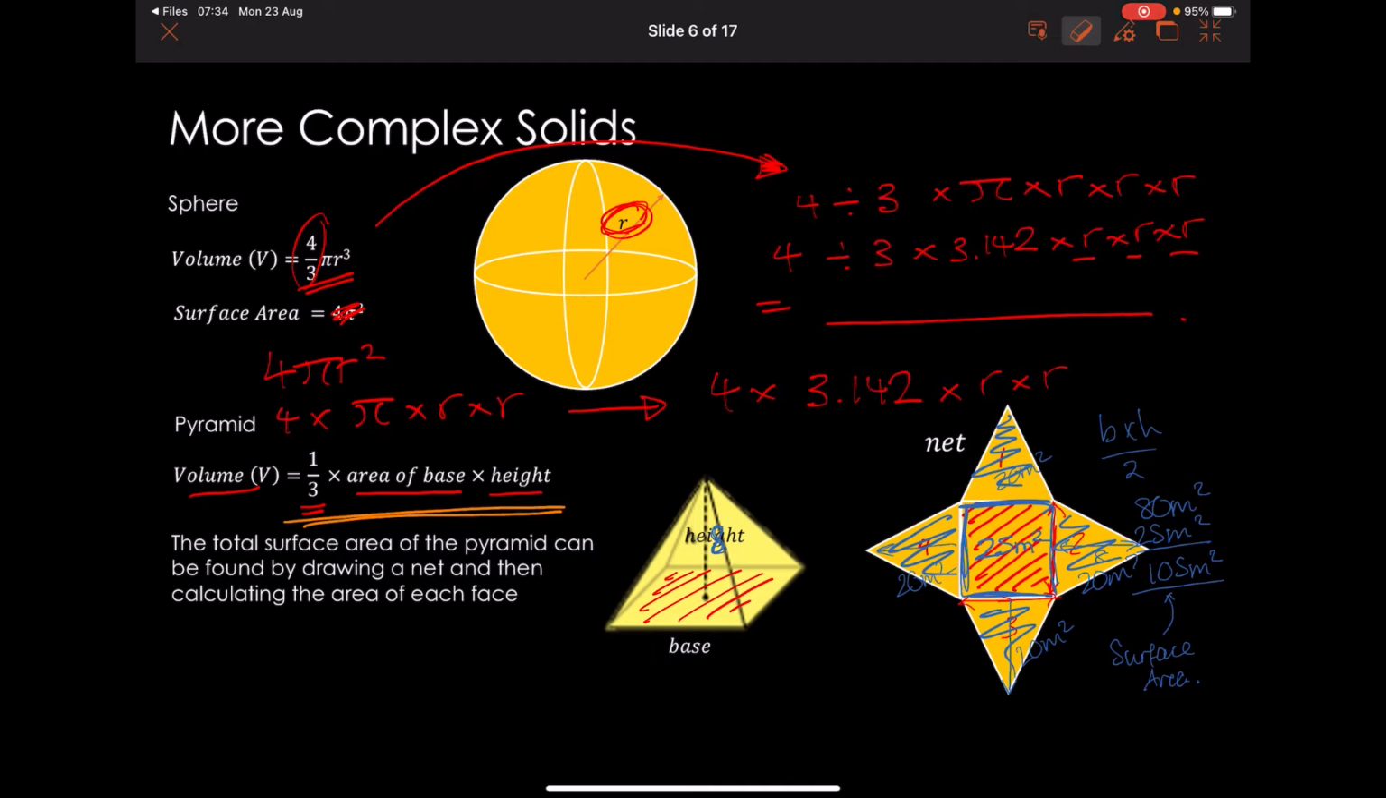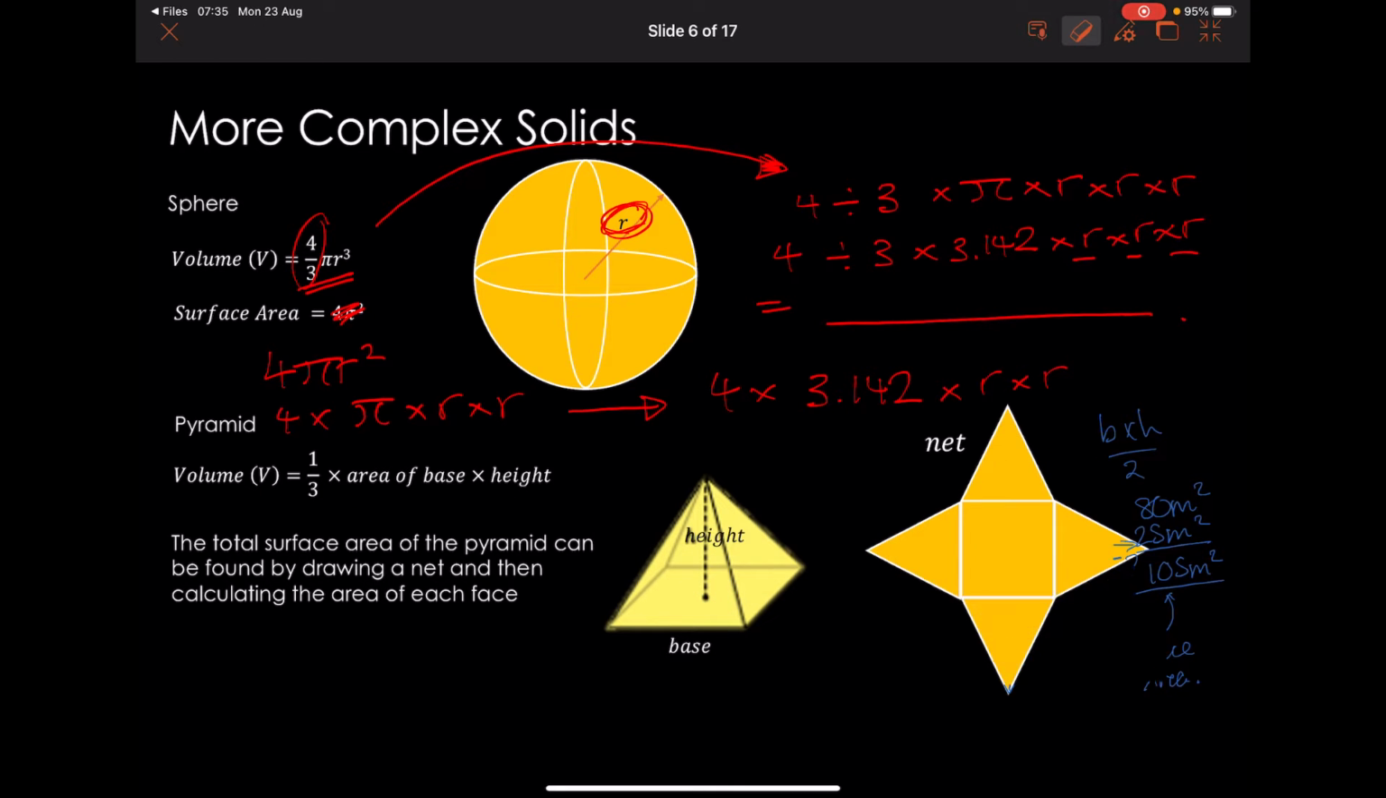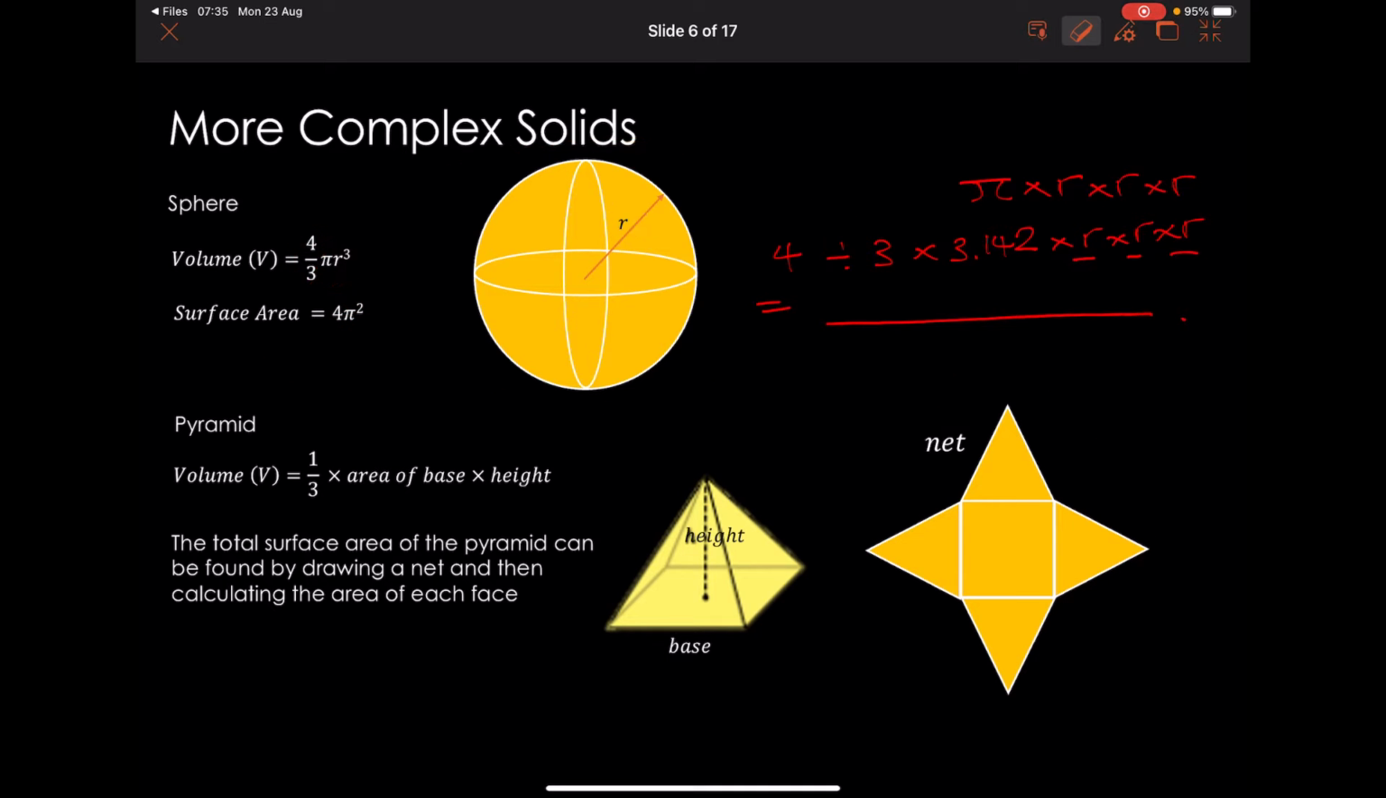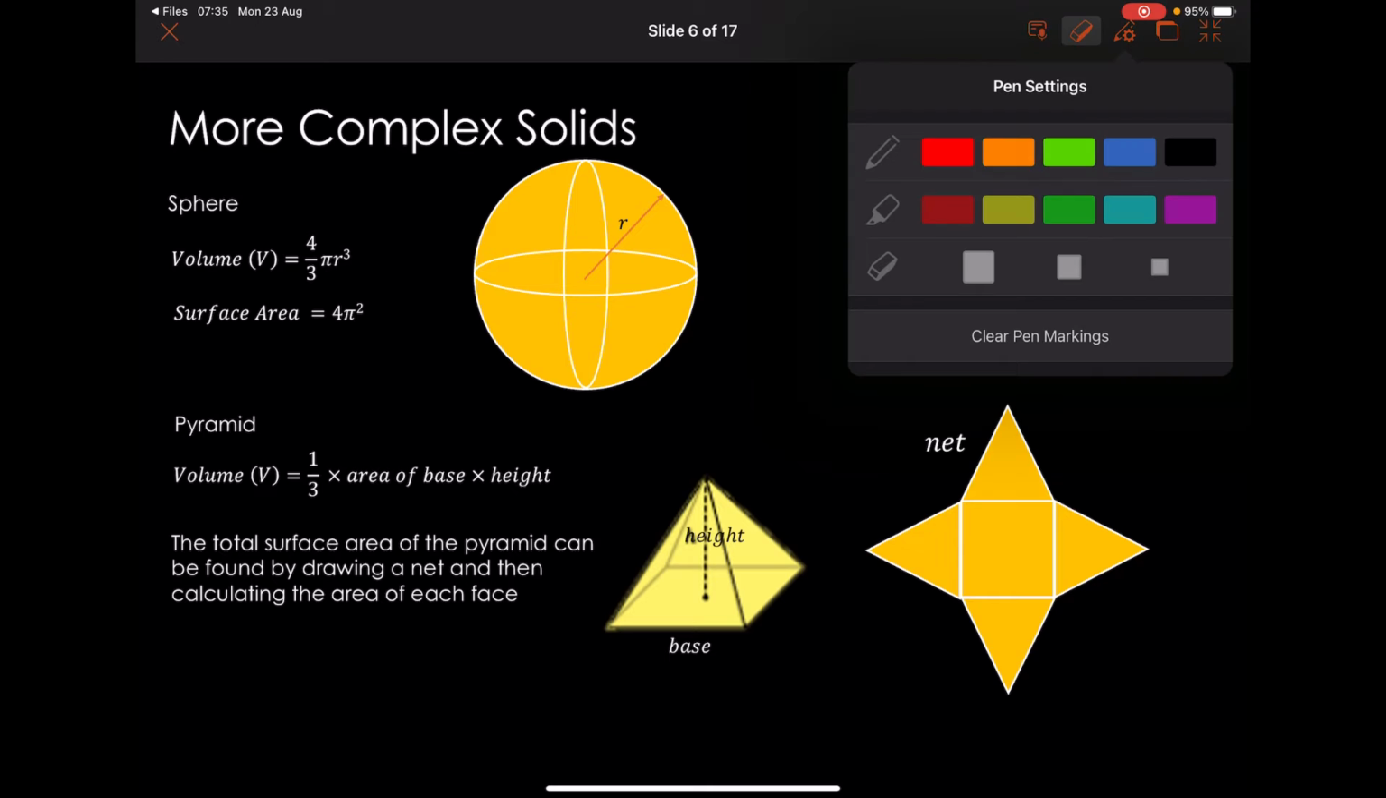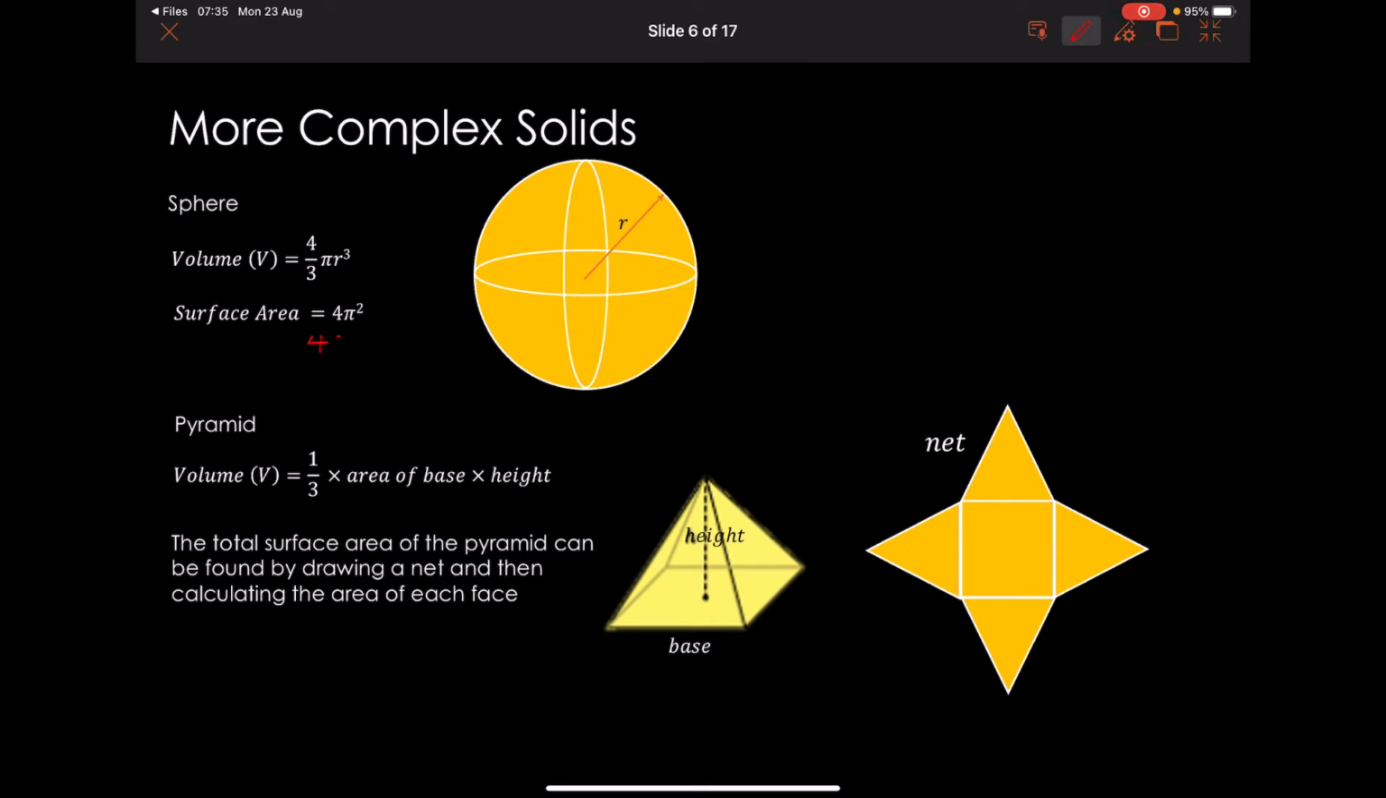Okay? But like I say, the most important thing is to remember the volumes. Make sure you remember the volume formulas. Okay? Sorry about this one, 4 pi r squared, not 4 pi squared.